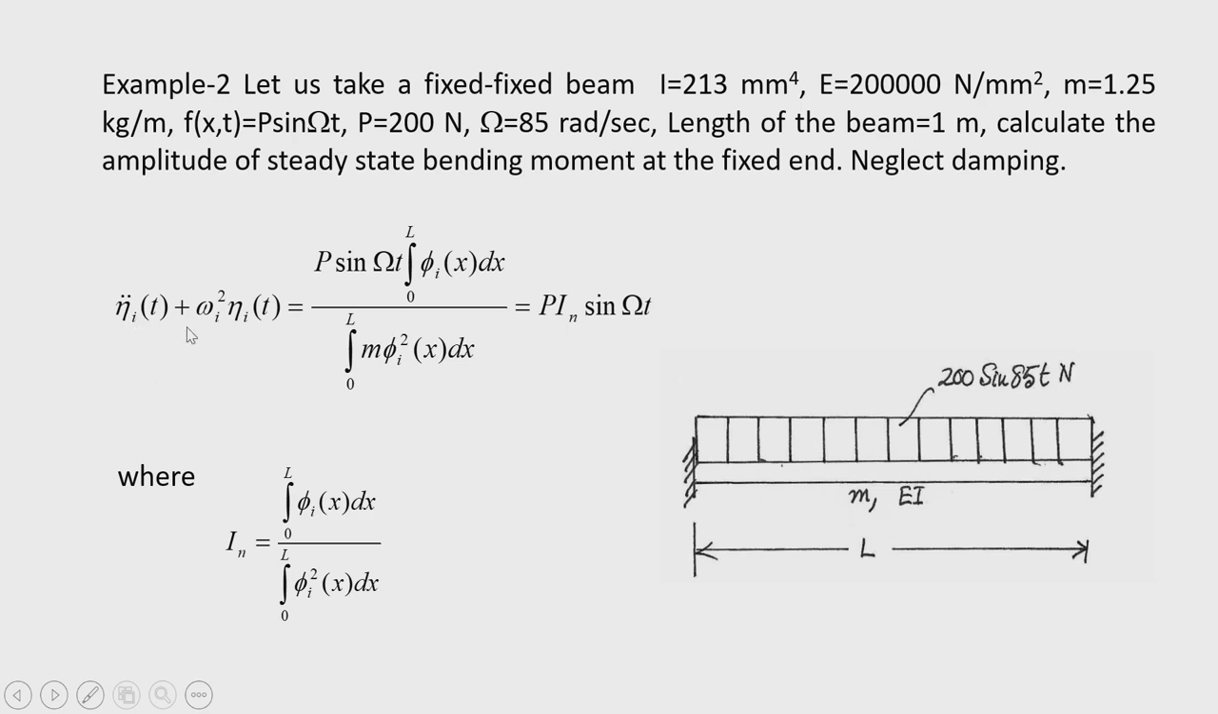So ηᵢ double dot(t) plus ωᵢ² η(t) equal to, in the generalized force expression, you are getting this as a time function. So during the process of integration, it can be taken as a constant. The other space function will be integrated, and here this m is taken as a constant, so therefore m we can take outside. The other integral is 0 to L φᵢ²(x). So here we can write p, the amplitude of the force, divided by m. M is there, so we are taking it outside. And what is In? In is nothing but integral 0 to L φᵢ(x) dx divided by integral 0 to L φᵢ²(x) dx. Okay, so that we are getting.